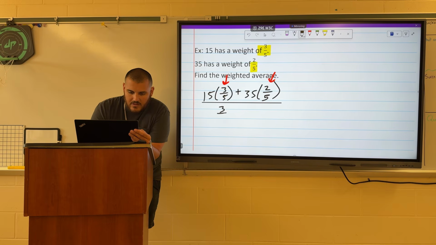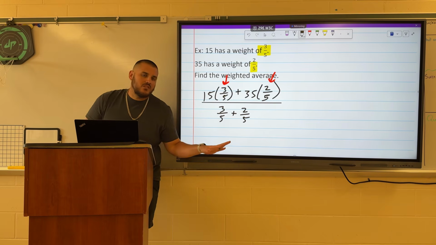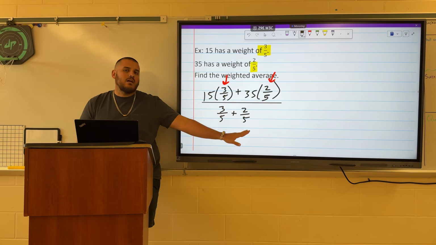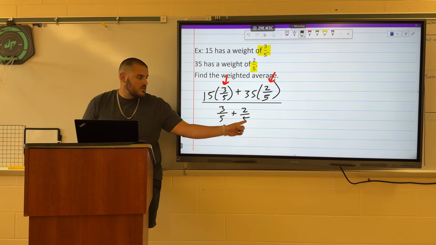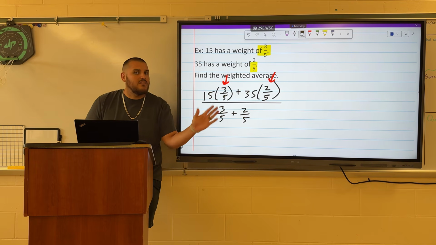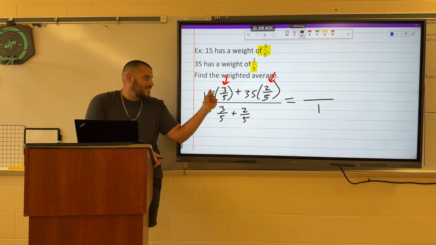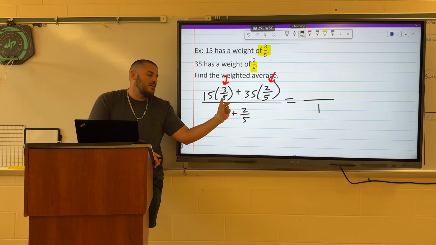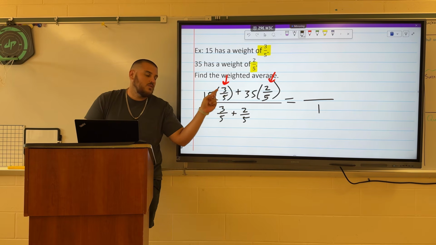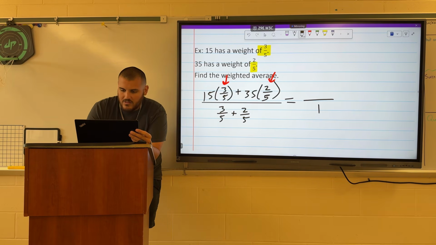So we have 3/5 plus 2/5. Remember, when we have fractions for our weights, we're always going to get a denominator of 1 here. 3/5 plus 2/5 is 5/5. 5 divided by 5 gives us 1. So we know we're going to be over 1 here. We have 15 times 3 divided by 5. 15 times 3 is 45. 45 divided by 5 gives us a value of 9 there.